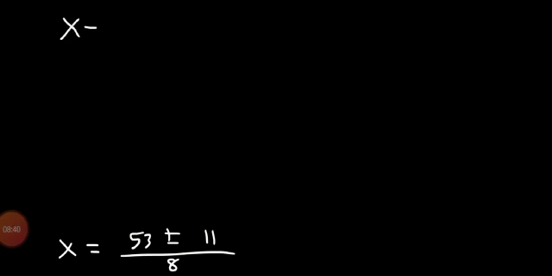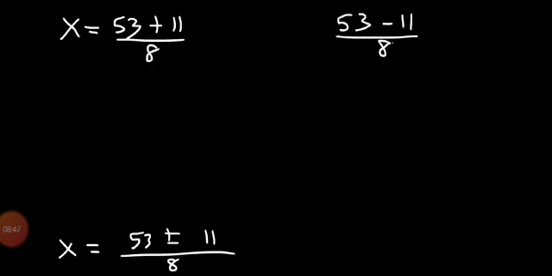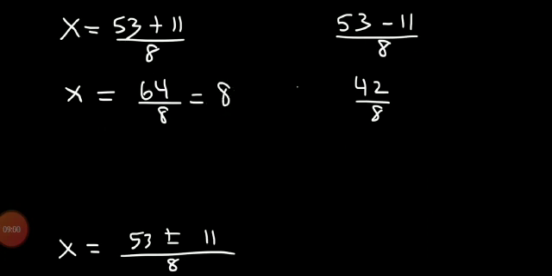For the solution set, first we have to add 53 with 11, then we will subtract 11 from 53, and in the next step, the results of the sum and difference we have to divide by 8, and finally we will get two solutions. First one, the value of x is 8, and the second one is 21 by 4. Now we have to verify by putting 8 and 21 by 4 into the original equation.